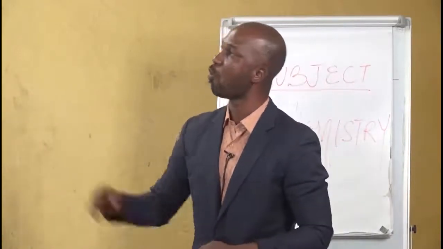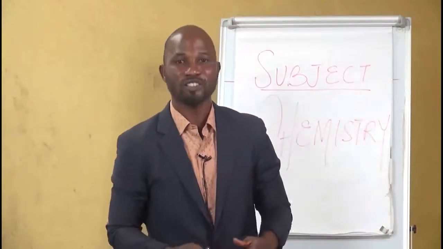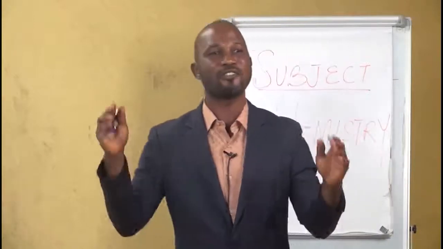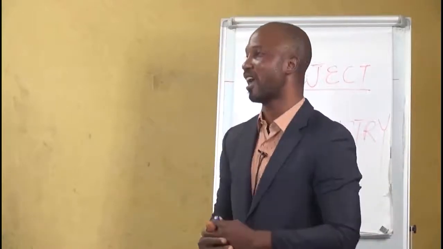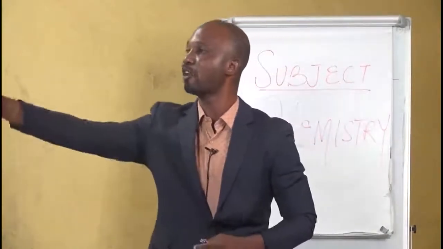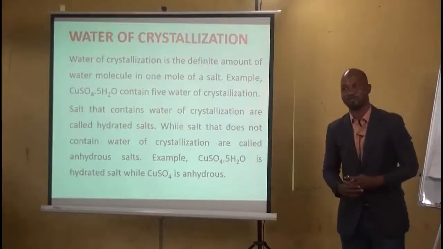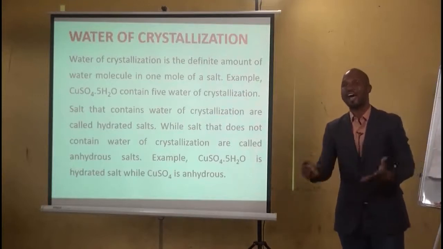Lastly, my students, water of crystallization. What is water of crystallization? Water of crystallization is a definite amount or a fixed amount of water molecules contained in 1 mole of a substance. And as you can see, copper 2 tetraoxosulfate 6 contains 5 molecules of water of crystallization. And that's why we call it copper 2 tetraoxosulfate 6 pentahydrate.